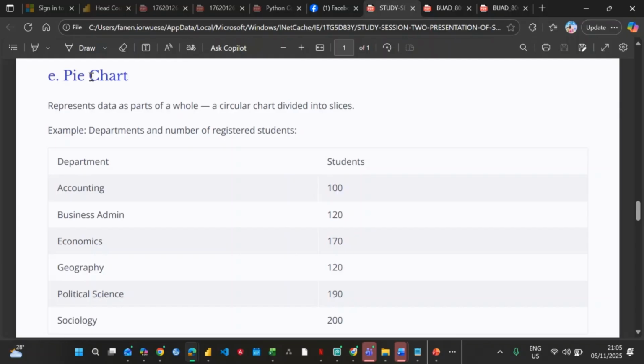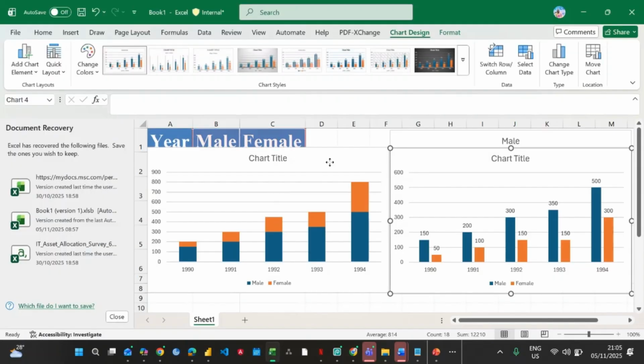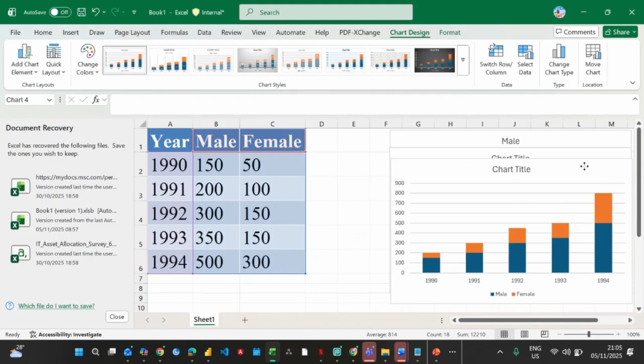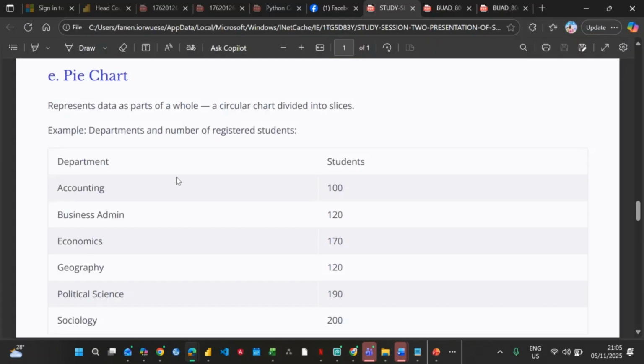So that's it. We also have another chart which is called a pie chart. A pie chart basically has different types; you have a donut chart in the pie chart. Like for instance, let me show you that practically. If I come back to our data, you can see that we have the pie chart. This pie chart represents data as part of a whole, like a circular chart divided into slices. Do you understand? A circular chart divided into slices.